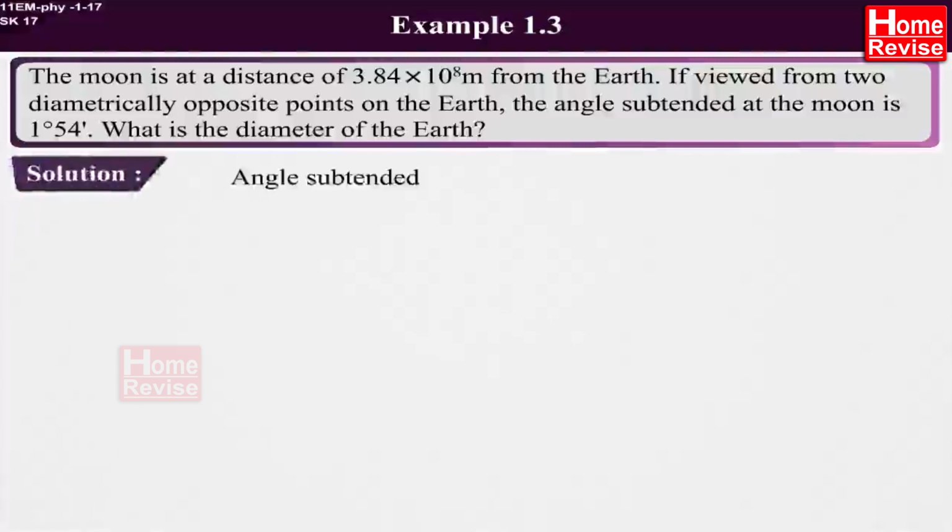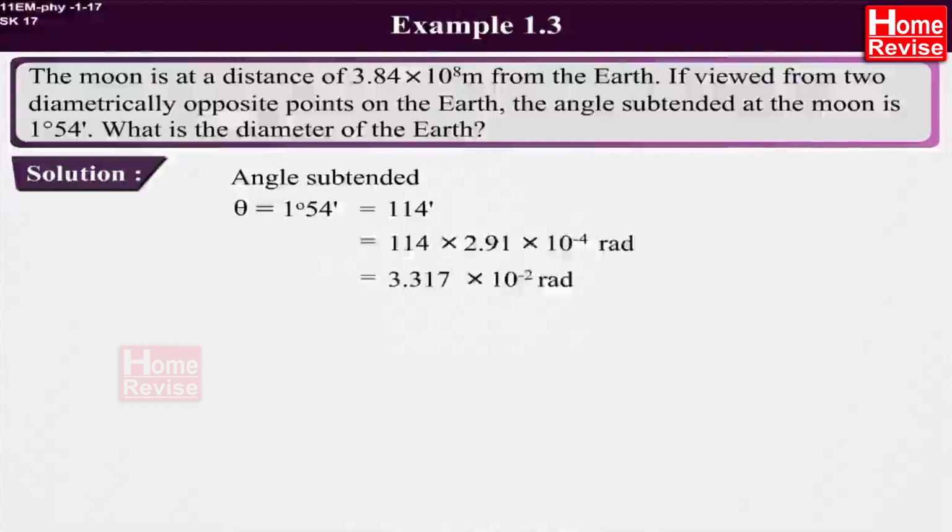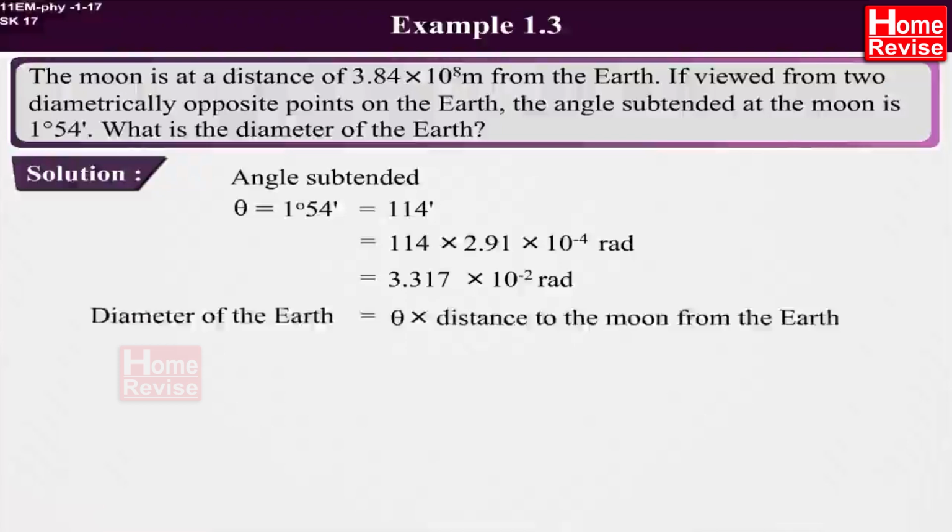Solution: angle subtended theta is equal to 1 degree 54 minutes, which is equal to 114 minutes, which is equal to 114 multiplied by 2.91 multiplied by 10 raised to minus 4 radians, which is equal to 3.317 multiplied by 10 raised to minus 2 radians.